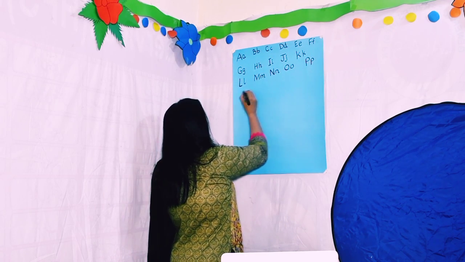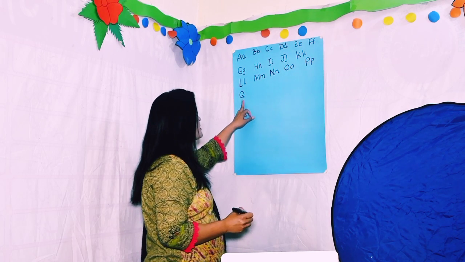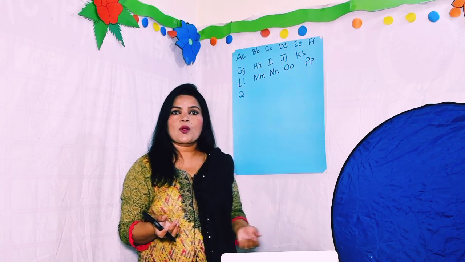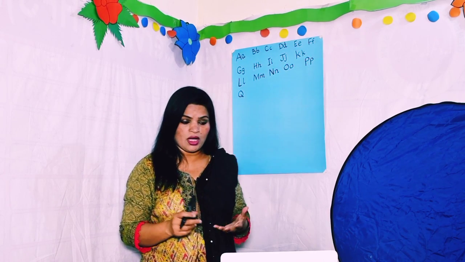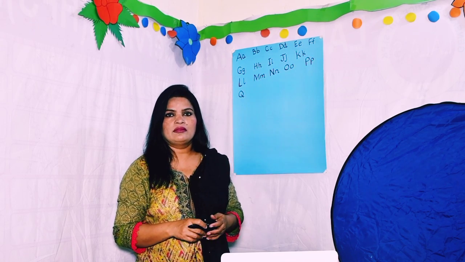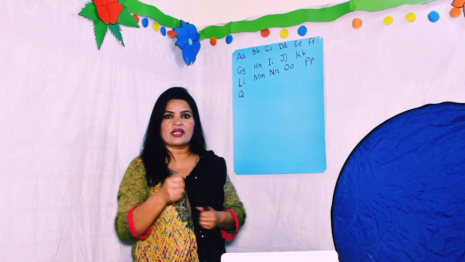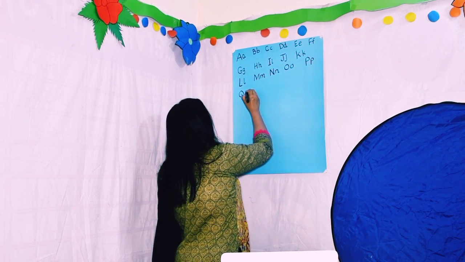Then after P, we have letter Q. Which letter is this? Q. And what is the sound of Q? Qua. Qua, qua. Qua for quarrelsome queen, right? Which was quarreling all the time. Qua.